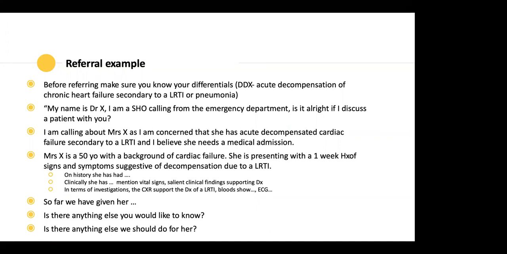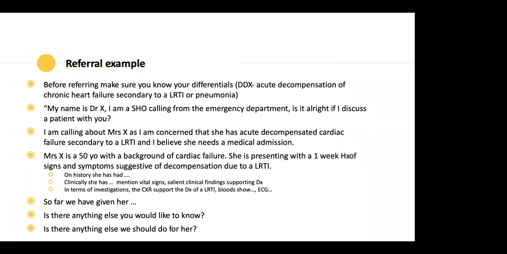So you could start by saying, my name is Dr. X. I am an SHO, senior house officer, calling from the emergency department. Is it all right if I discuss the patient with you? And you can say why you're calling. I'm calling about Mrs. X. I'm concerned she has acute decompensated heart failure secondary to pneumonia, and I think she needs medical admission. So you're putting it out there why you're calling the medical registrar.